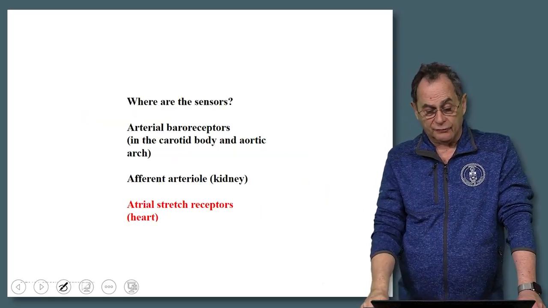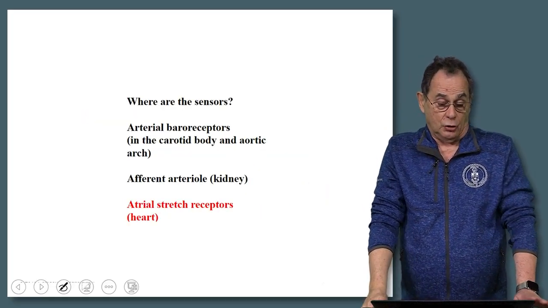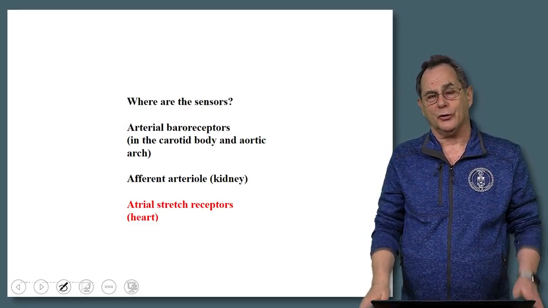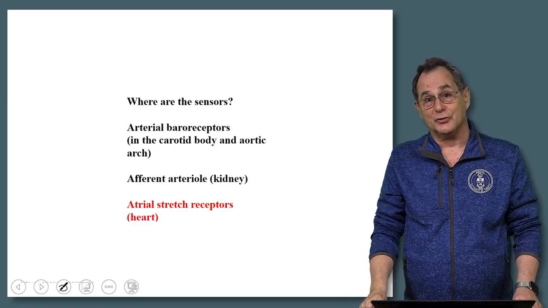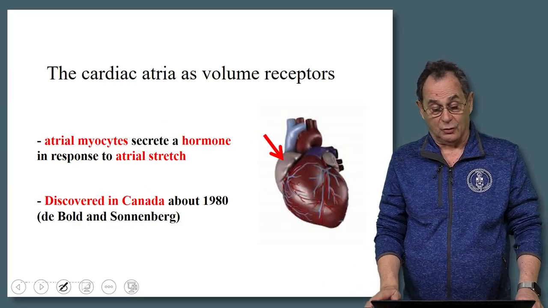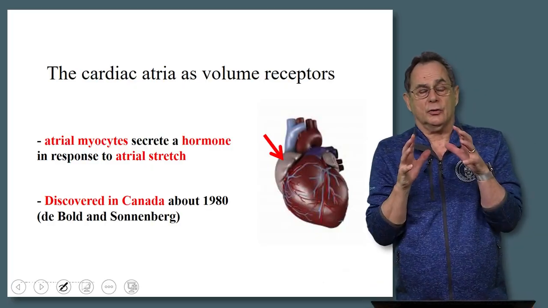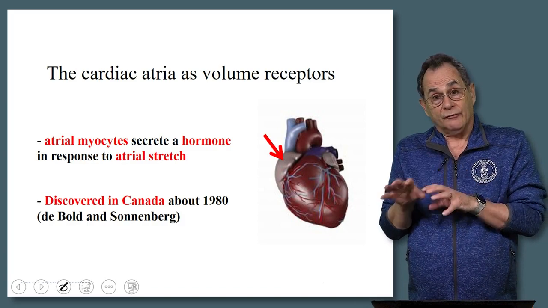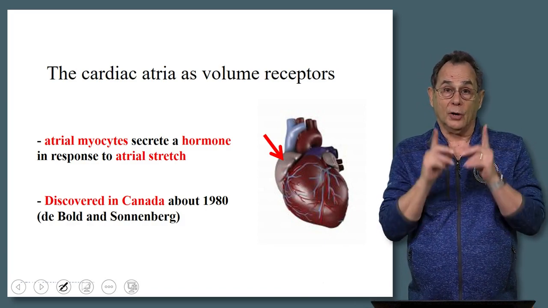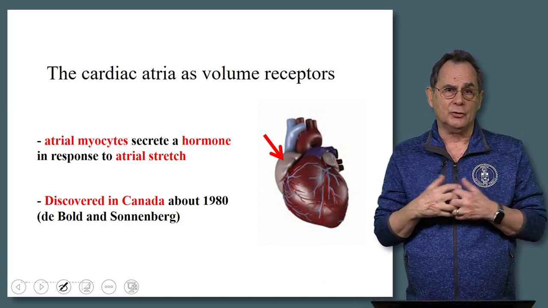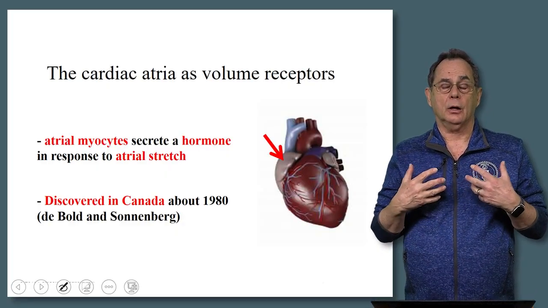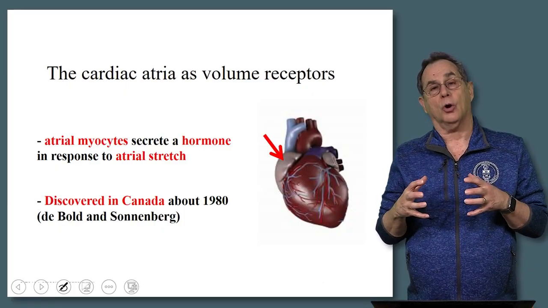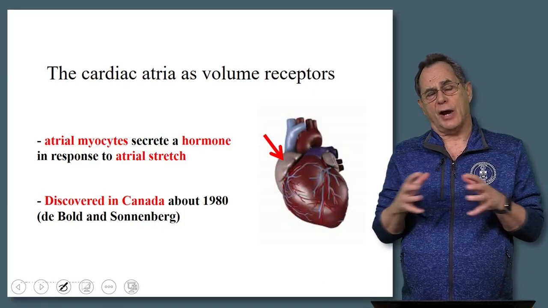Now, there's another volume system that we look at, and these are called atrial stretch receptors. And I think these are really critically important, and they're very important and of interest, of course, here at the University of Toronto. It turns out that there are the arterial baroreceptors in the afferent arteriole, the arch of the aorta, and the carotid body, but there also are atrial myocytes within the atrium that secrete a hormone in response to their stretch.